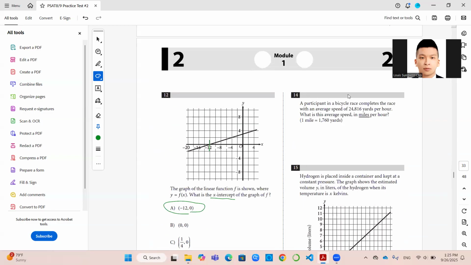A participant in a bicycle race completes the race with an average speed of 24,816 yards per hour. What is this average speed in miles per hour? So we're given this in yards. And we know that 1 mile is equal to 1760 yards. So this is equal to 14.1.